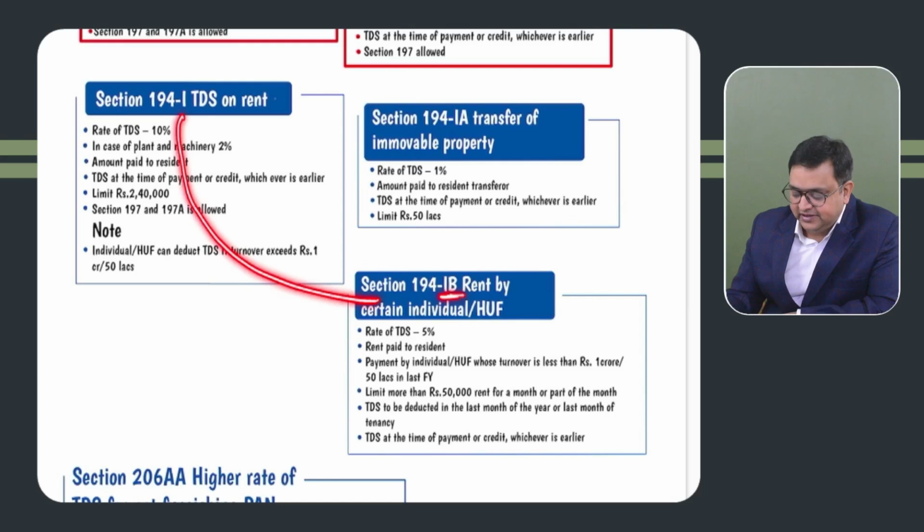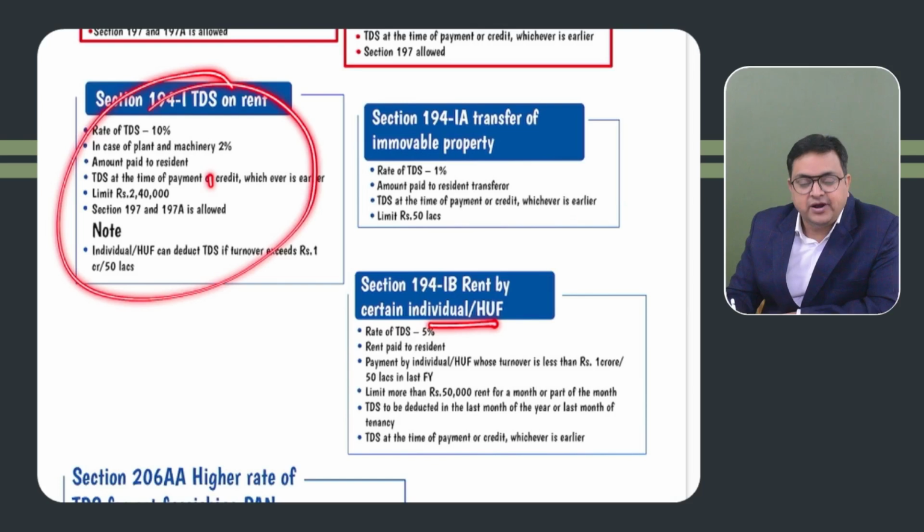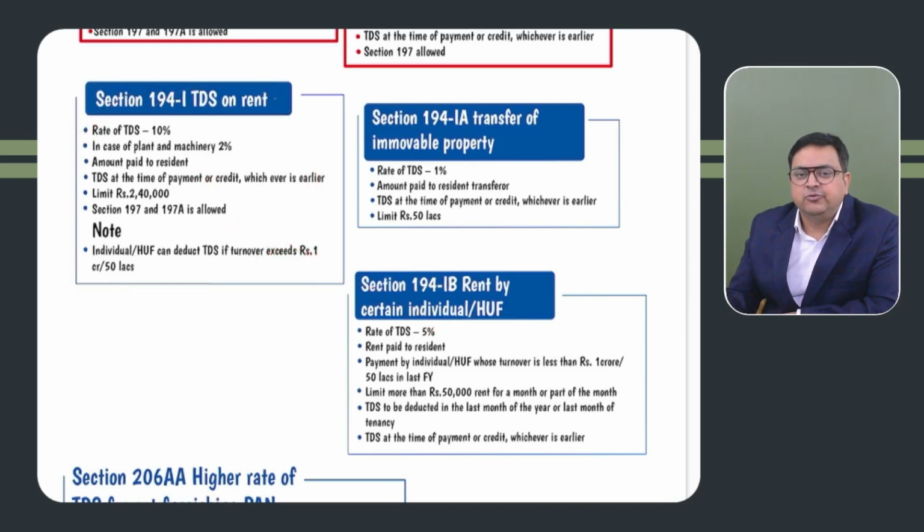This is an important section. It says that if there is any individual or HUF who is not able to deduct TDS under 194I, why is he not able to deduct TDS? Because it might be his turnover is not more than 1 crore or 50 lakh, as the case may be, or it might be this person is a salaried person. That is the reason he does not have a turnover, but he is paying rent.